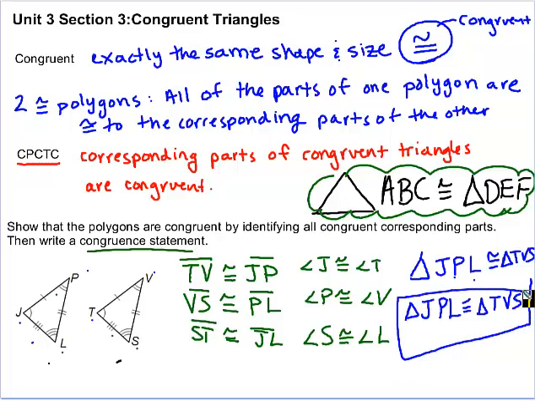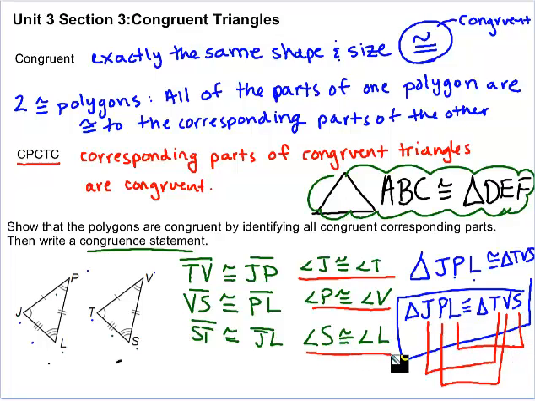Okay, so once again, notice that angle J and angle T, those two are congruent to each other. Angle P and angle V, those two are congruent. And angle L and angle S, those two are congruent.